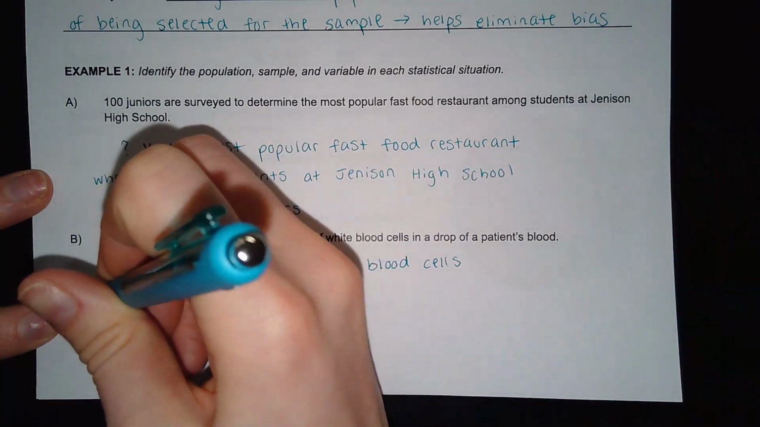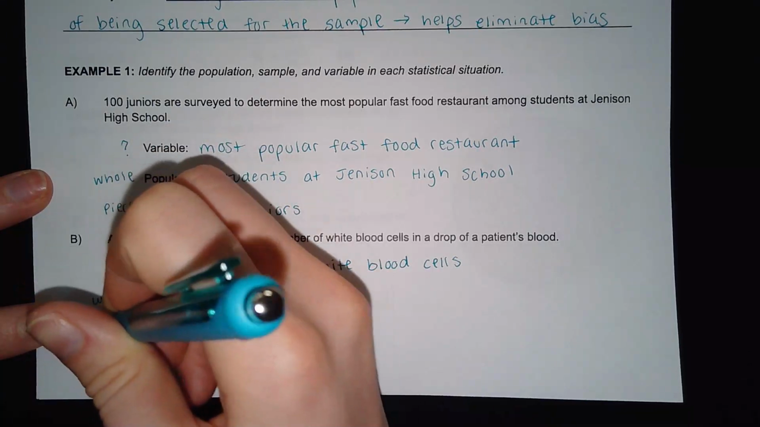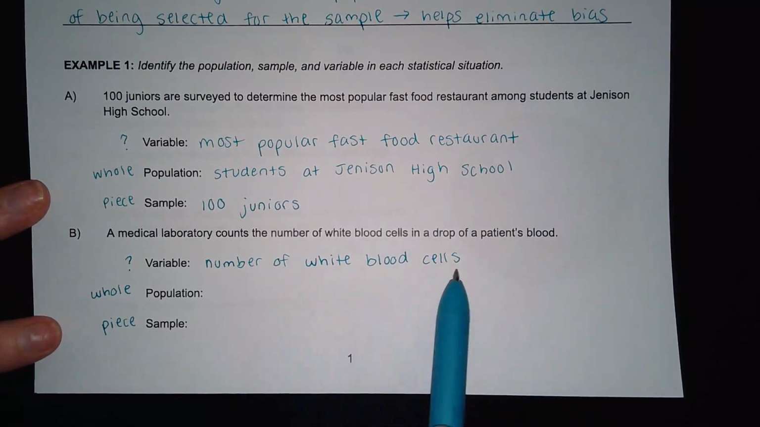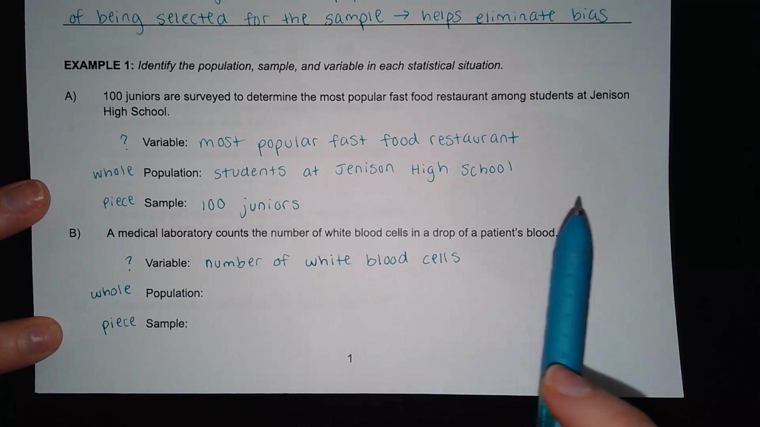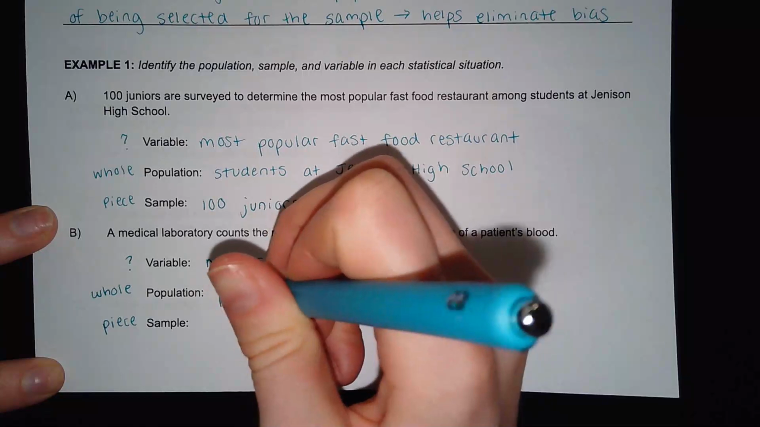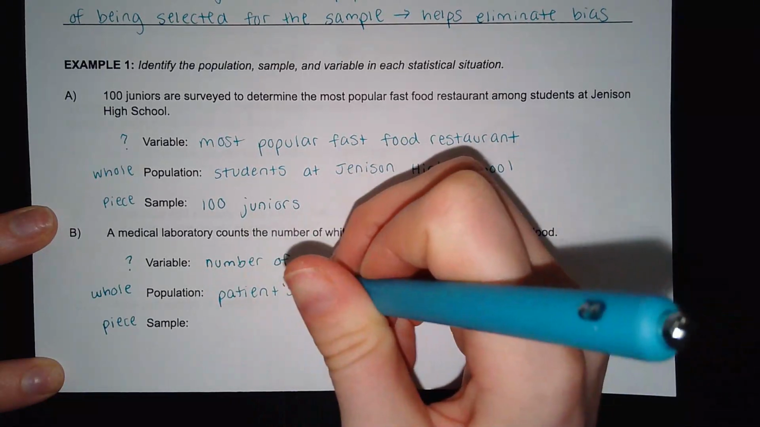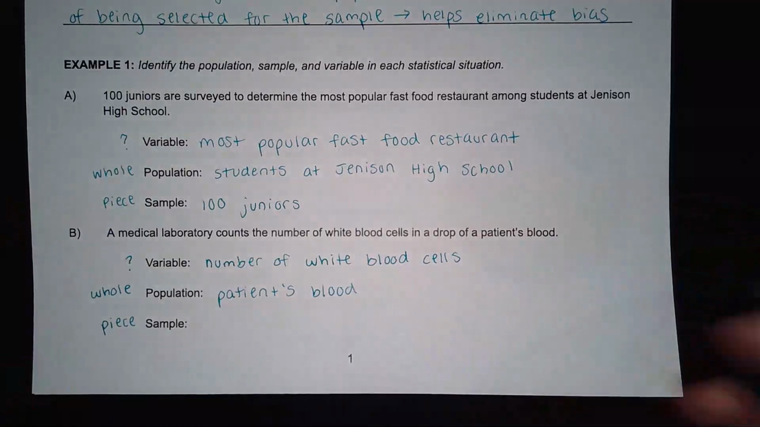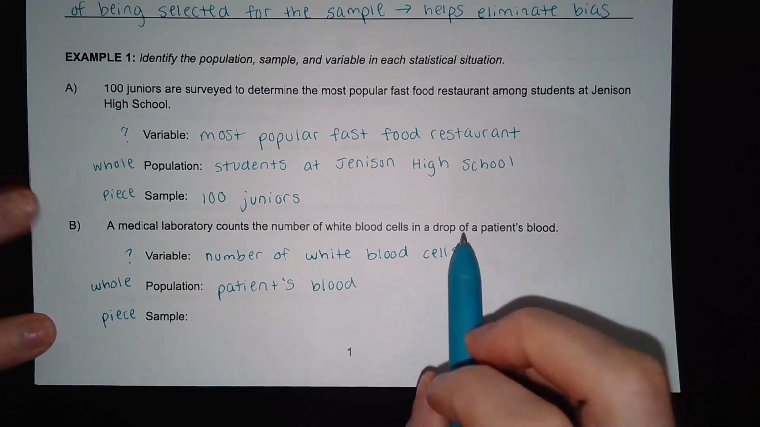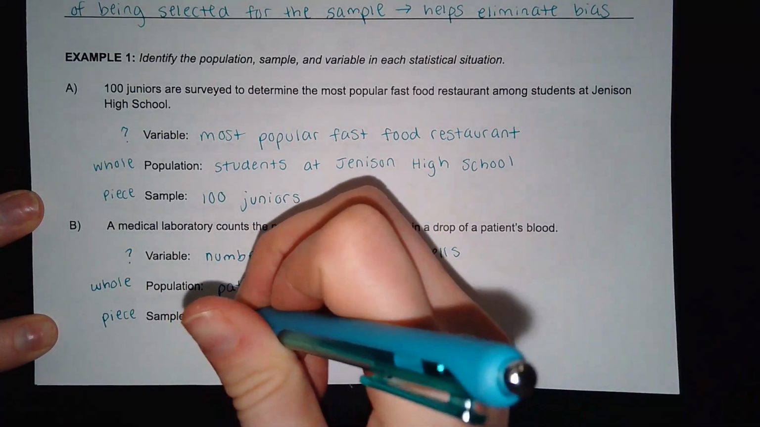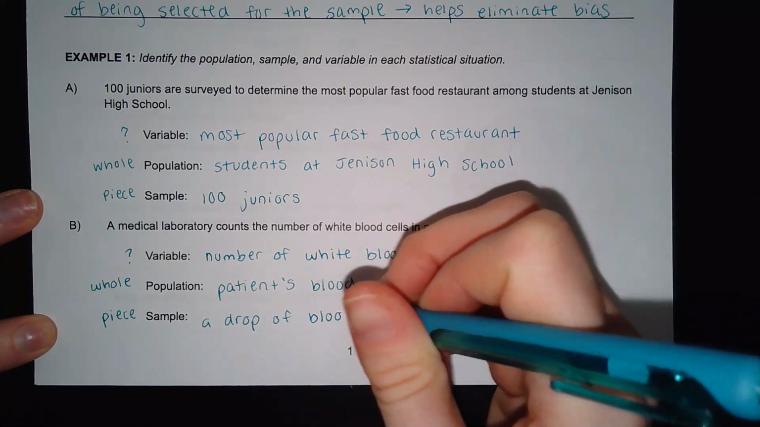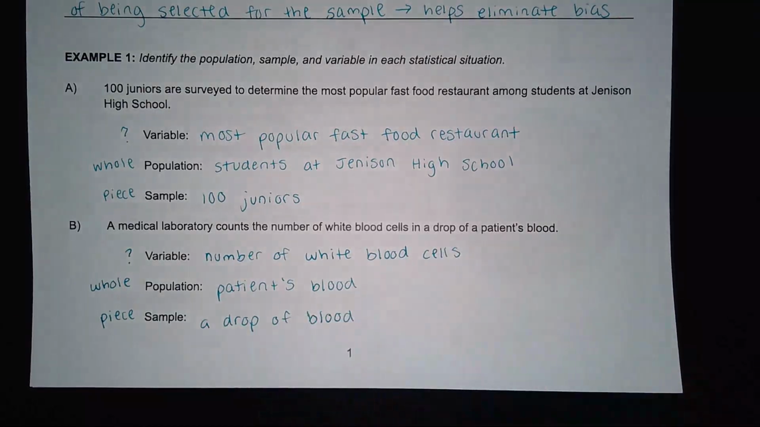The population, again, is the whole, whereas a sample is just a piece or a part. We're trying to understand the white blood cells in all of the patient's blood, right? But it wouldn't be realistic to take all of their blood and sample all of their blood, right? We can't just remove all of the blood from somebody's body. So the piece or the part that we take is just a drop of blood. And we're just studying that drop, but then we would be able to make a conclusion about all of their blood based on that one drop.